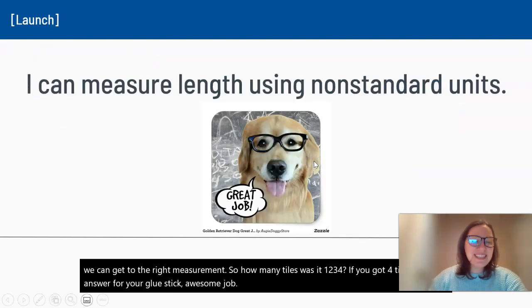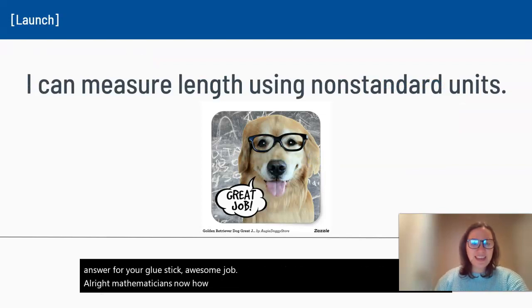All right, mathematicians, now you know how to measure the length of anything using non-standard units. Great job, and good luck problem solving.